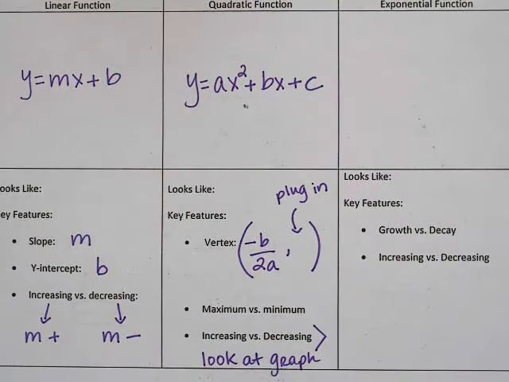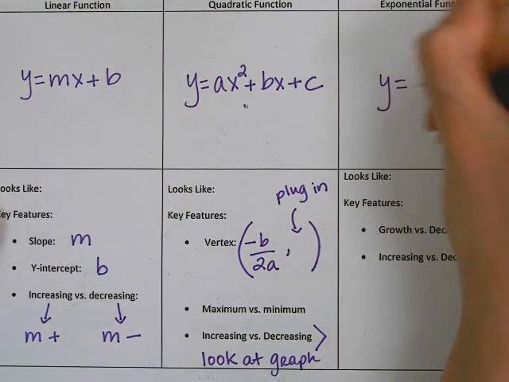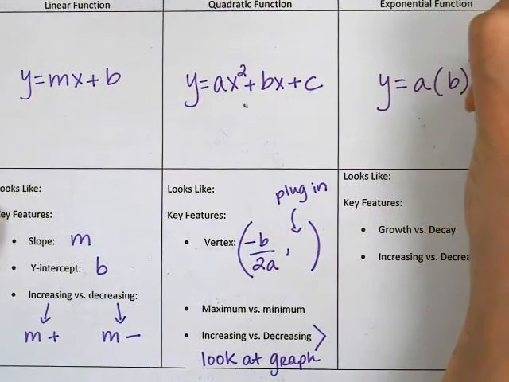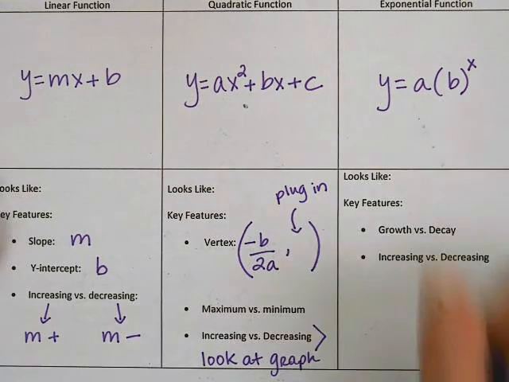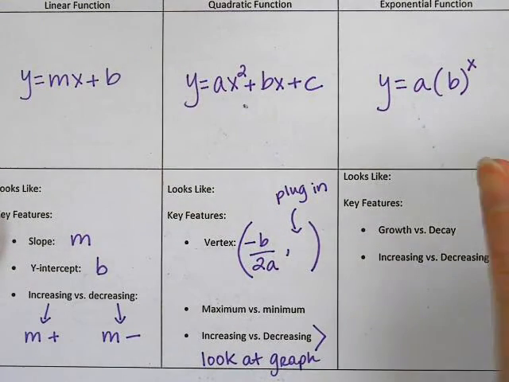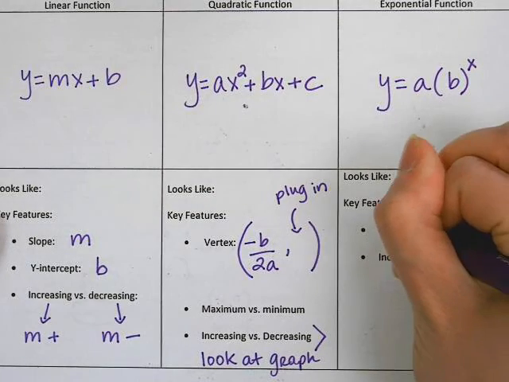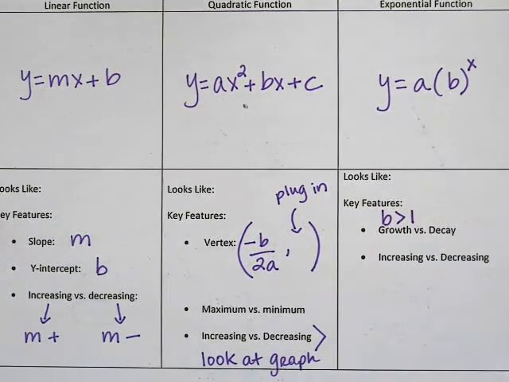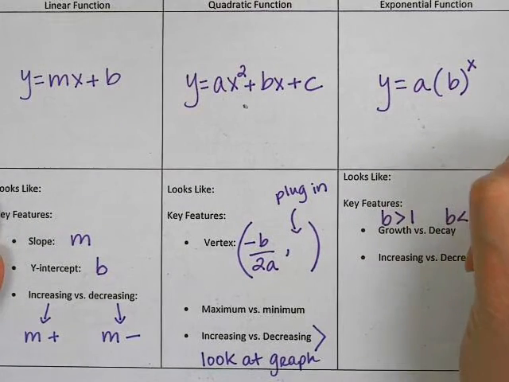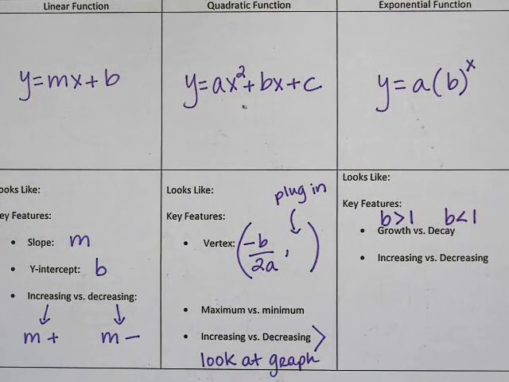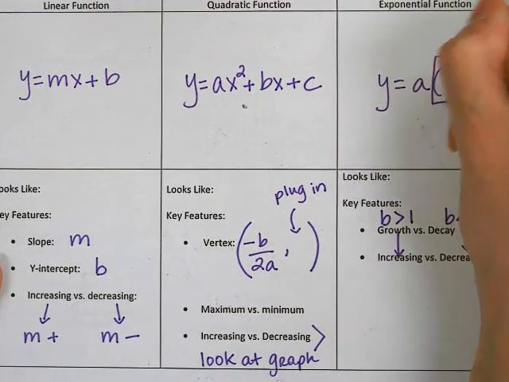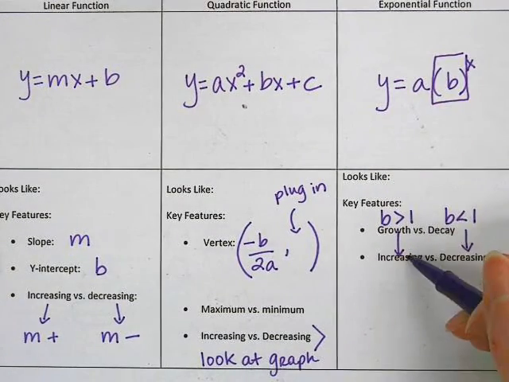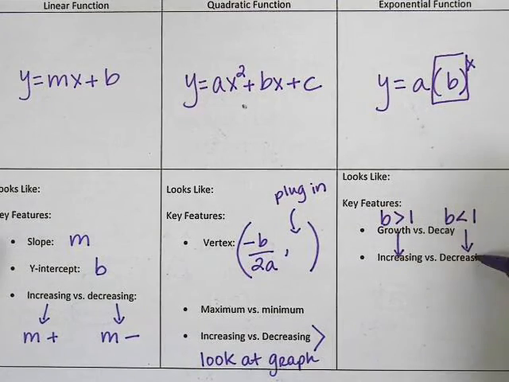And then an exponential function, the equation is y equals a times b to the x power. To determine our key features, if b is greater than 1, it's a growth. If b is less than 1, it's a decay. And if it's a growth, it's increasing. If it's a decay, it's decreasing. It's all based on this number b here. Bigger than 1, growth, increase. Smaller than 1, decay, decrease.